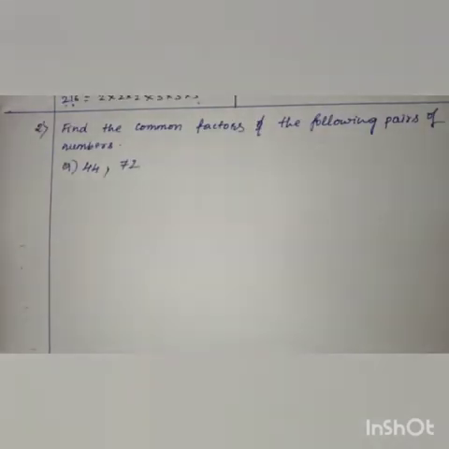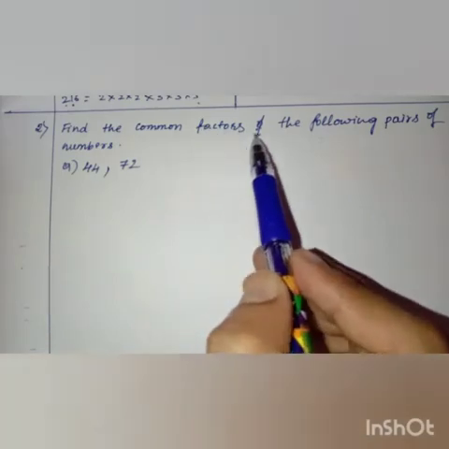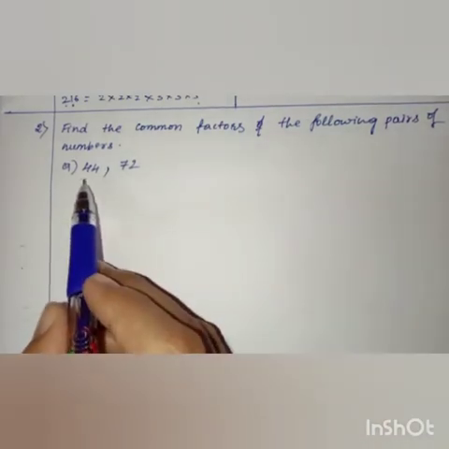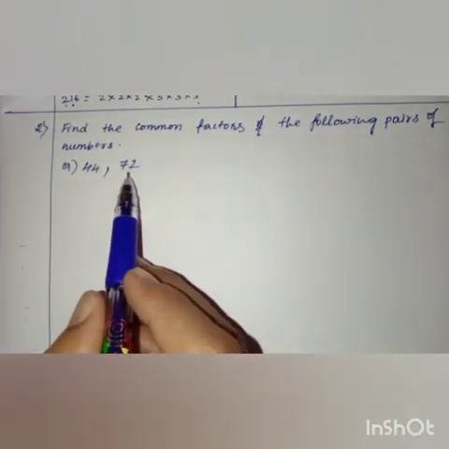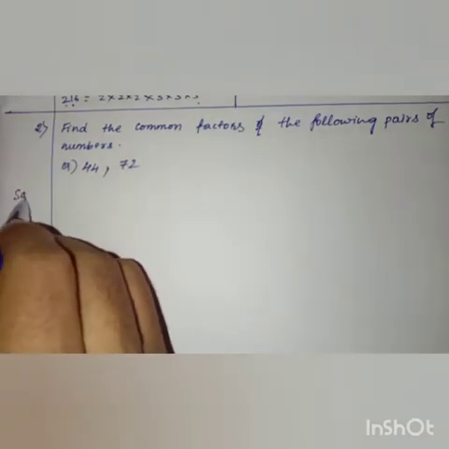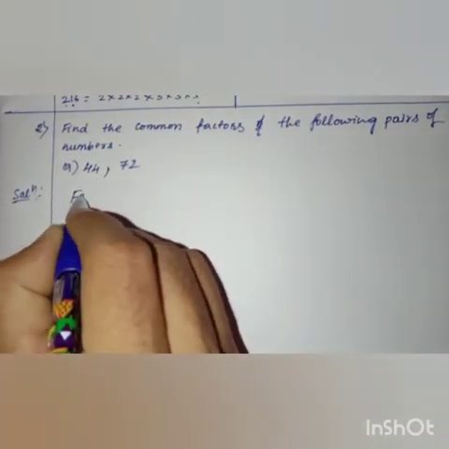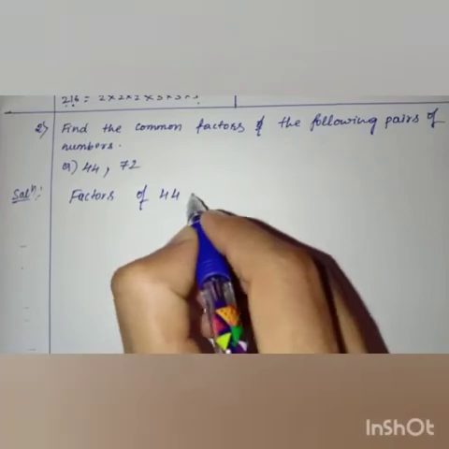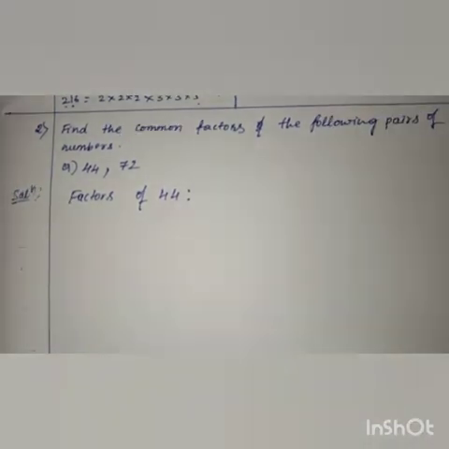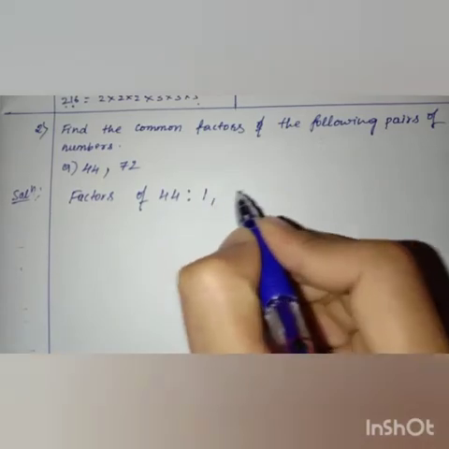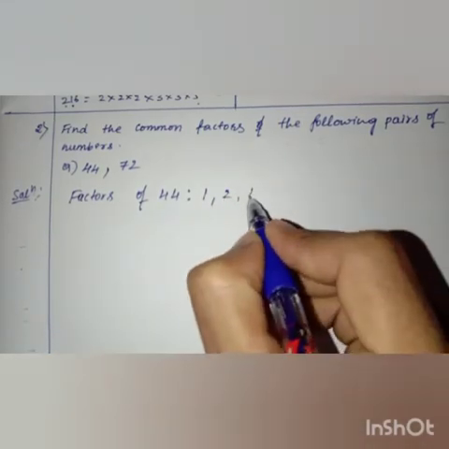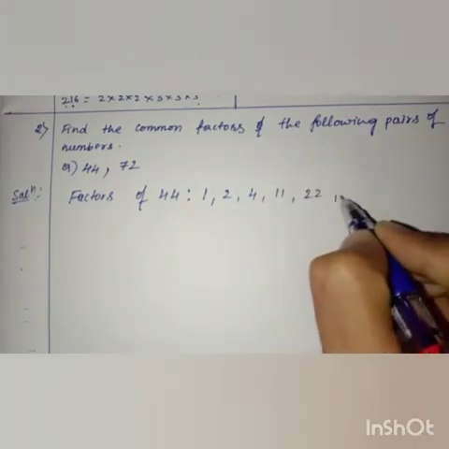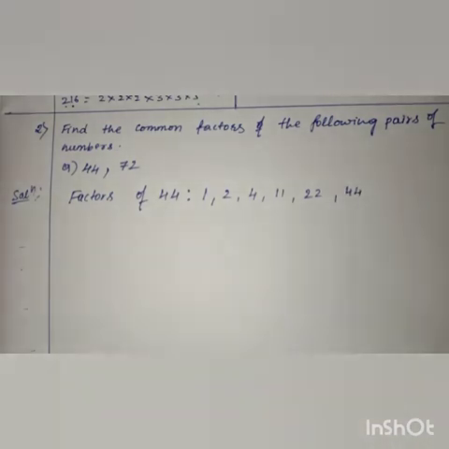And the next question, number 2. Find the common factors of the following pairs of numbers. So first we have to write the factors of 44 and also the factors of 72. Now let us write the factors of 44. So which are the factors of 44? 44 is divisible by 1, and by 2 also it is divisible. By 4 also it is divisible. Then by 11 it is divisible. By 22, and the last factor is 44. So these are the factors of 44.